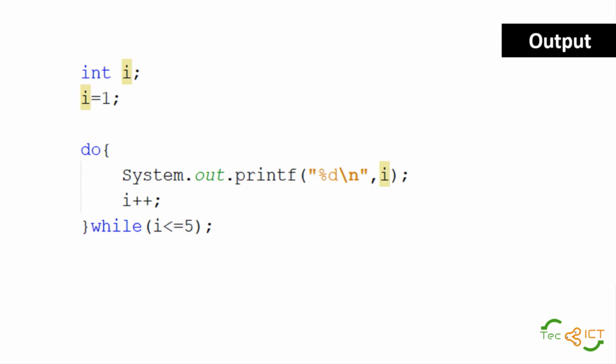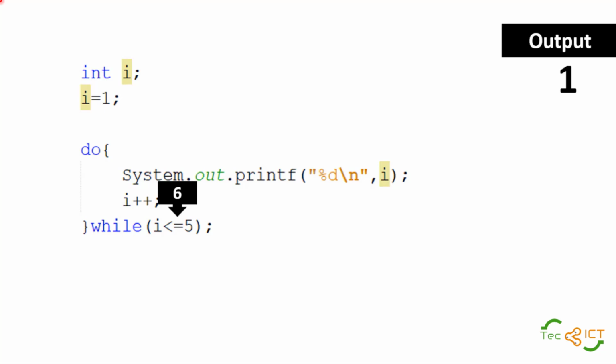Example. First, a variable is declared. The variable is I, the type is int. The initialization of the variable, now I is 1. Directly, the statements inside the loop are executed without considering the condition. The print statement prints 1. Then the variable is increased by 1. Now I is 2.